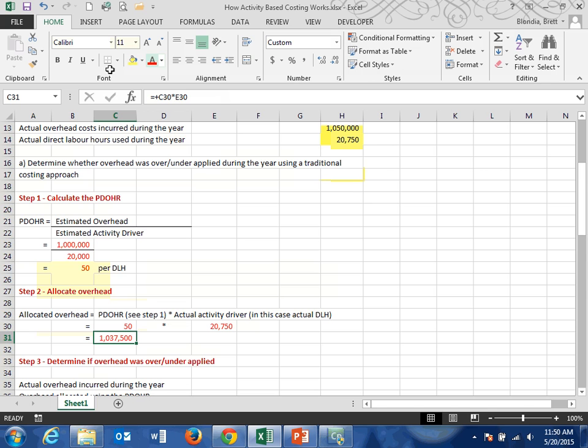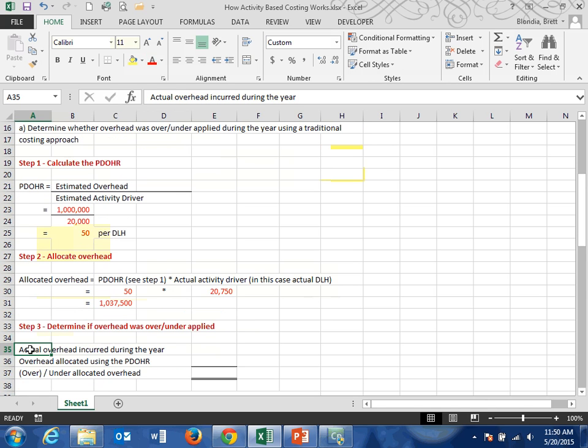The way we do that is we take a look at the actual overhead that we incurred, so the real dollars that we paid, the real costs that we dumped into that overhead account. What we want to see is, did we allocate it all out? Did we allocate more? Did we allocate less? Right now I know that we allocated $1,037,500 worth of overhead using the predetermined overhead rate. Okay? What I want to see is whether that number is more or less than what I actually incurred.